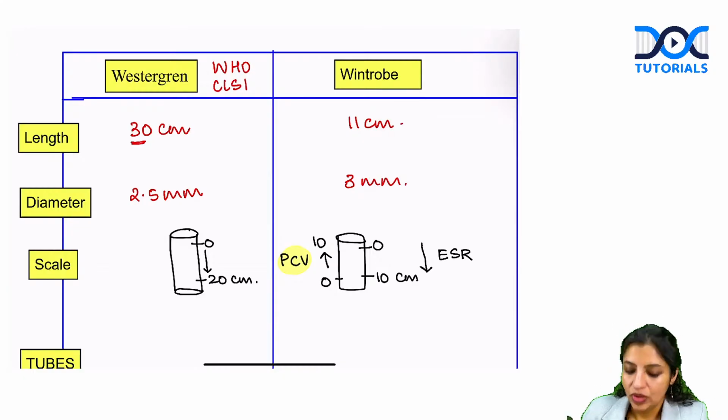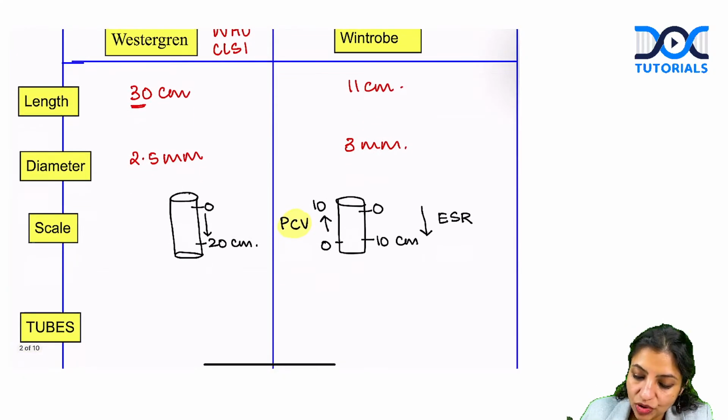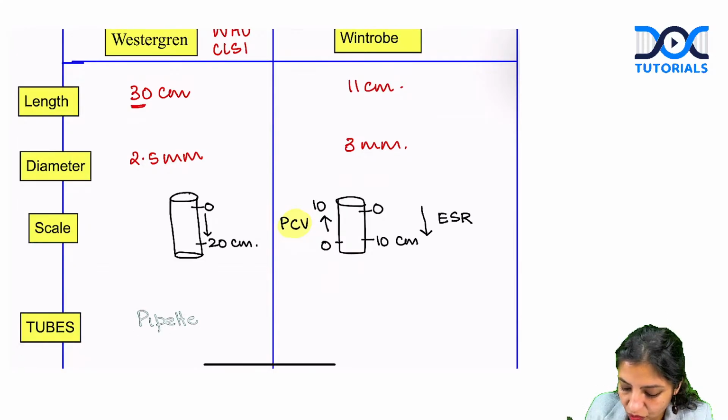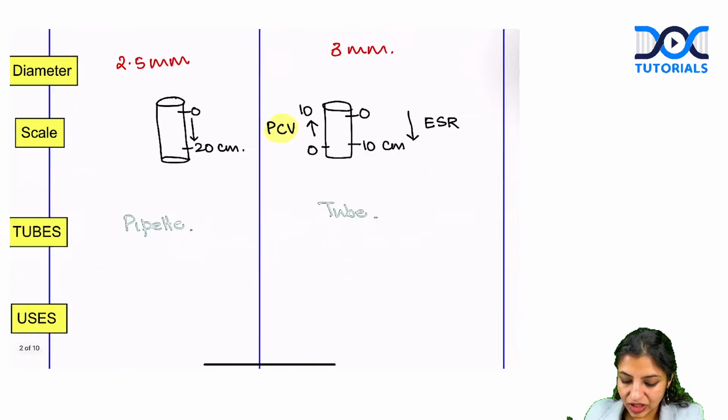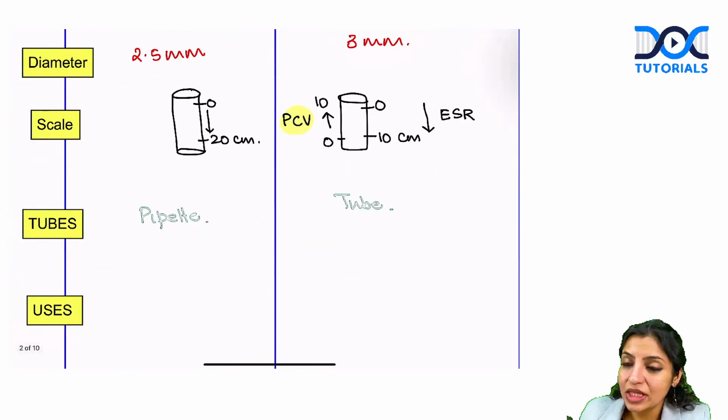Okay, now look at the tube. I told you Westergren is not a tube, it is a pipette. It is open from both ends. Wintrobe is a tube which has markings from both sides, right? So that should be clear with everybody. Okay, once we are clear, what are the uses?